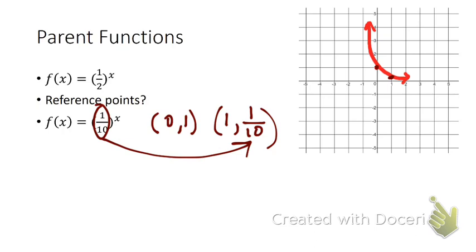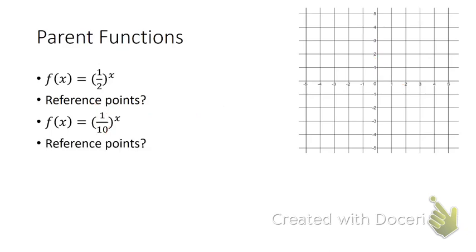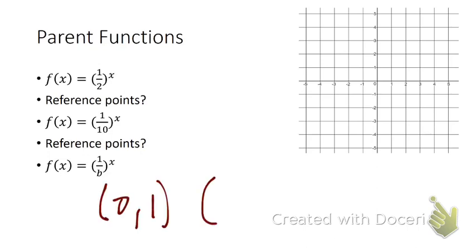Now that's for the parent functions, and as you might guess, we're about to start transforming those functions. So for (1/b) to the x, the reference points would be (0, 1) and (1, 1/b). Now we can't really graph that because we don't know what the value of b is. On the next slide, I'm going to show you the generic function, and we'll also show you the equations for getting your new reference points.